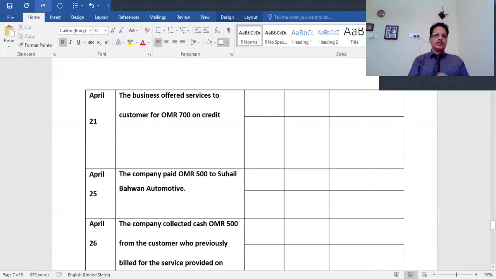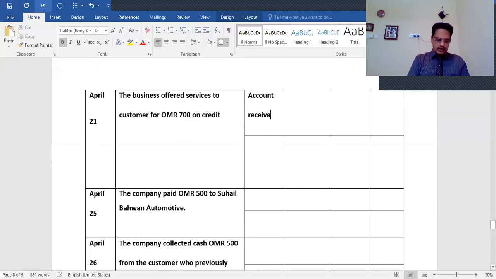Next one is: business offered service to customer 700 on credit. You are providing service to a customer for 700 Riyal on credit. Provided service, not received money. So if you sold goods or provided service to any customer and are not getting money, it is account receivable, or it can be called sundry debtors.